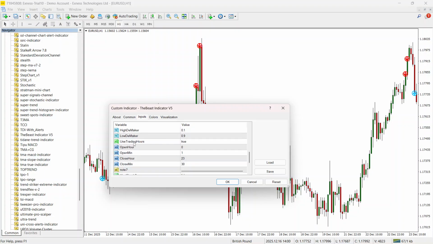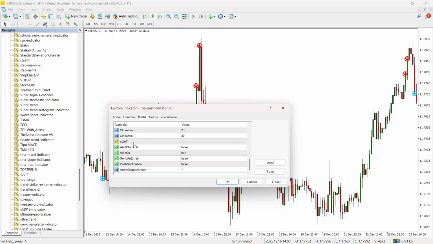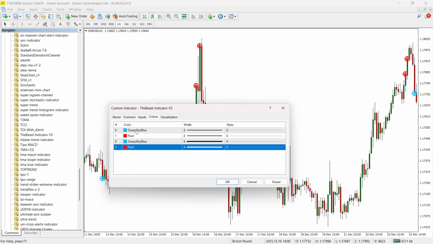We also have the marker, and you can also turn on the alerts to enable your trade notification. Now you can change the color of the arrows over here.